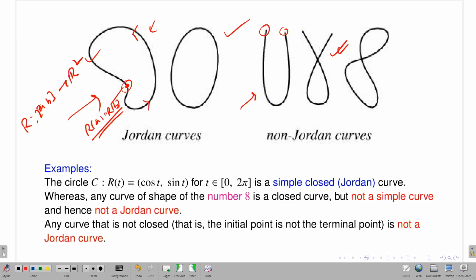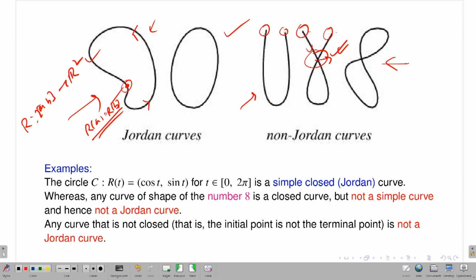What about this one? Again, it is not even simple, and also it is not closed, because if I start from here, I can go here and come back there, and these two points are different. So therefore it is not closed. At the same time it will have a cross, so that means at this point it loses injectivity. So therefore this curve is not closed as well as not simple. So therefore it is not a Jordan curve.